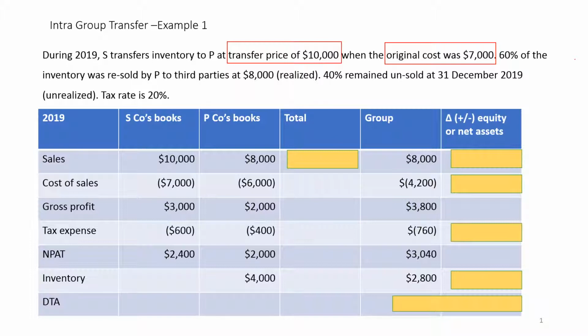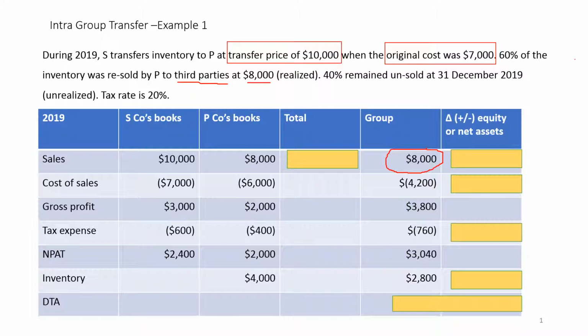So moving on, we see that in 2019, 60% was resold by P to third parties. So this is an important bit that we need to take note of, because 8,000, which I've written here as realized, would actually be the actual price which we want reflected in our books. Okay, at $8,000.